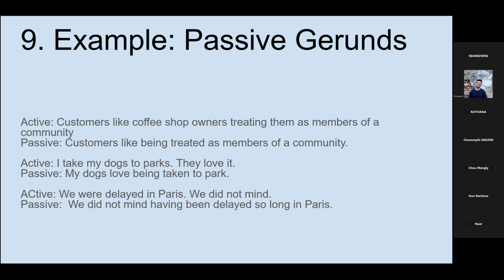Third example: we were delayed in Paris, we did not mind. So that we can change to passive: we did not mind having been delayed so long in Paris. You may learn this with Sally about tenses also, when we can change how as the pattern. This is the example of the passive infinitive and gerund.